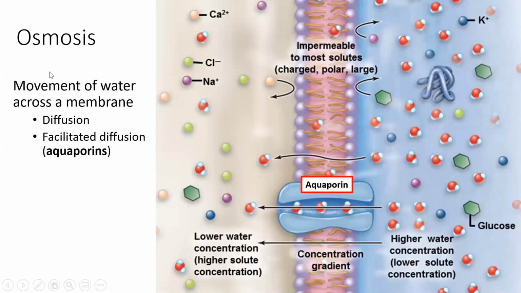All right, I want to talk about a really important diffusion process, and that is the process known as osmosis. Osmosis is basically the process of diffusion, and it's the process of facilitated diffusion, because as I explained earlier, you need aquaporins to cross the membrane. Why do you need aquaporins for water to cross?